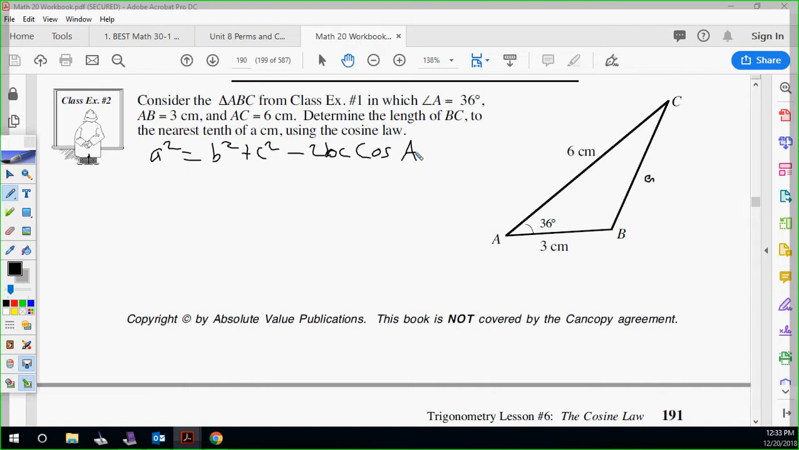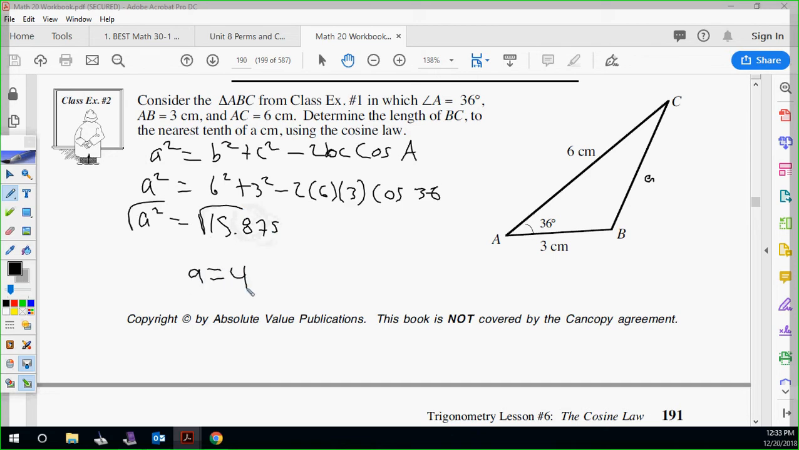Okay? We don't know this. That stays blank. We know everything else. B squared, 6 squared. C squared, 3 squared. Minus 2 times 6 times 3 cos 36. That's a calculation. That's all you have to do. That's just calculation now. So when you calculate that, you get that number we already saw. We get 15.8753. And then we square root that. We round it to the nearest tenth for this one. So BC is 4 again.